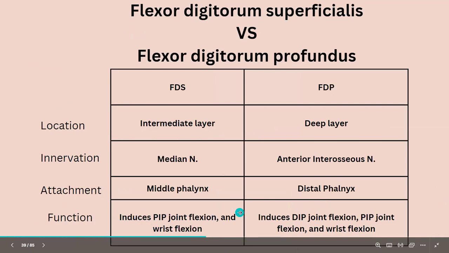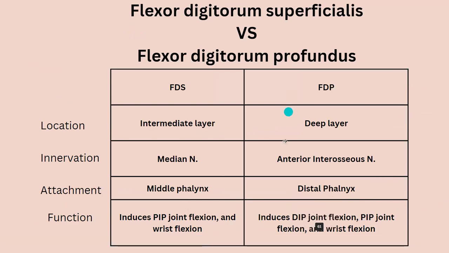Again, this function induces PIP joint flexion and wrist flexion, no DIP flexion. And here it induces DIP joint flexion, PIP joint flexion, and wrist flexion. Remember the rule that if the muscle fibers cross a specific joint, it must induce or aid in inducing flexion or the action at that specific joint.